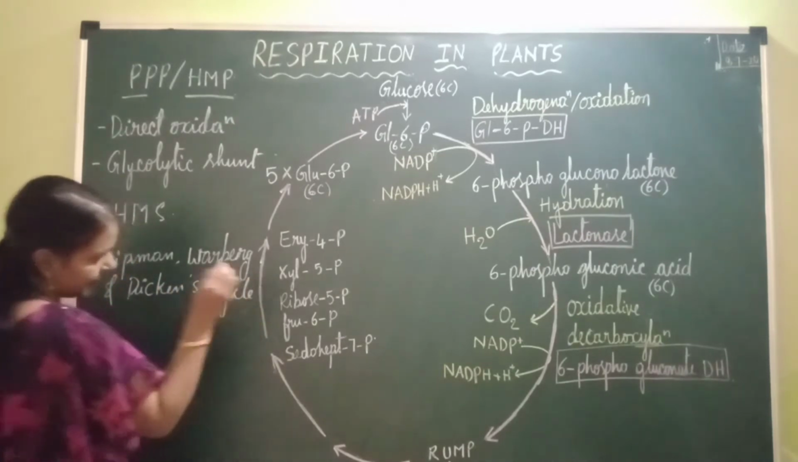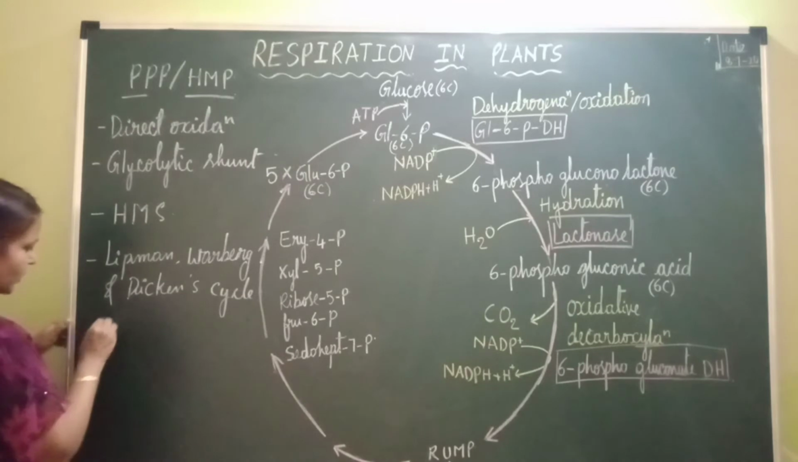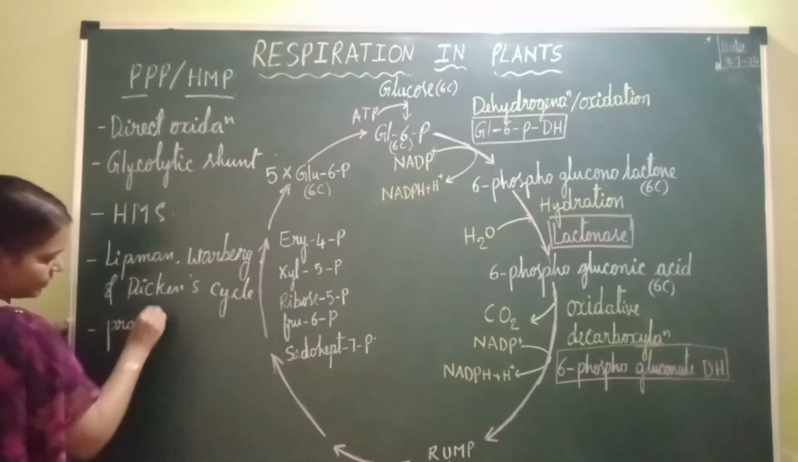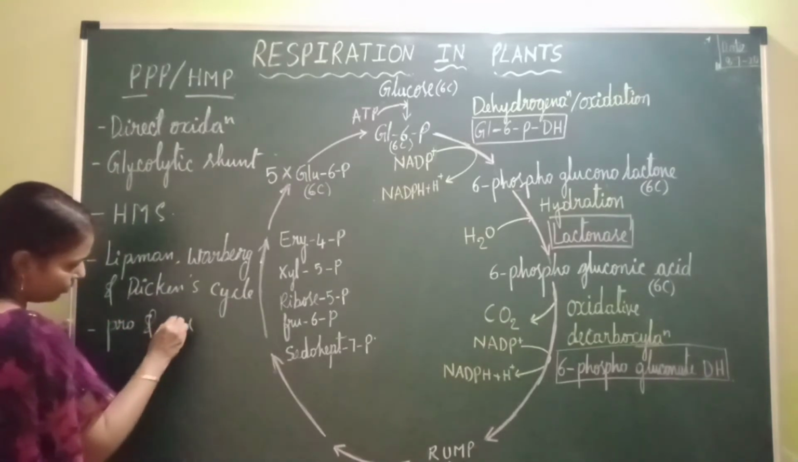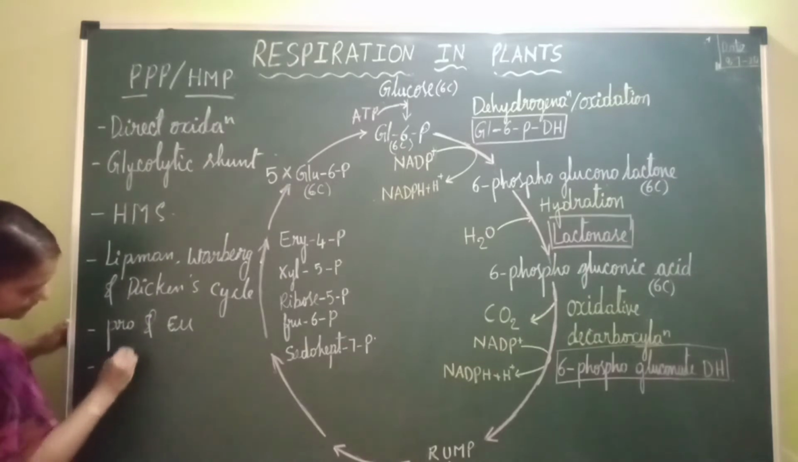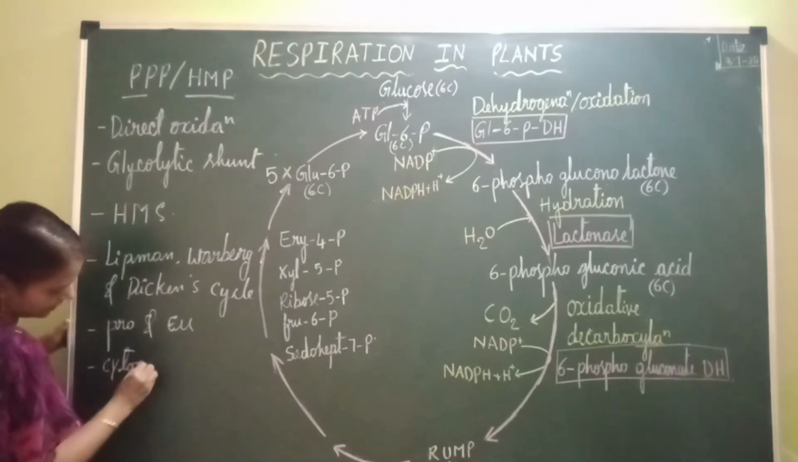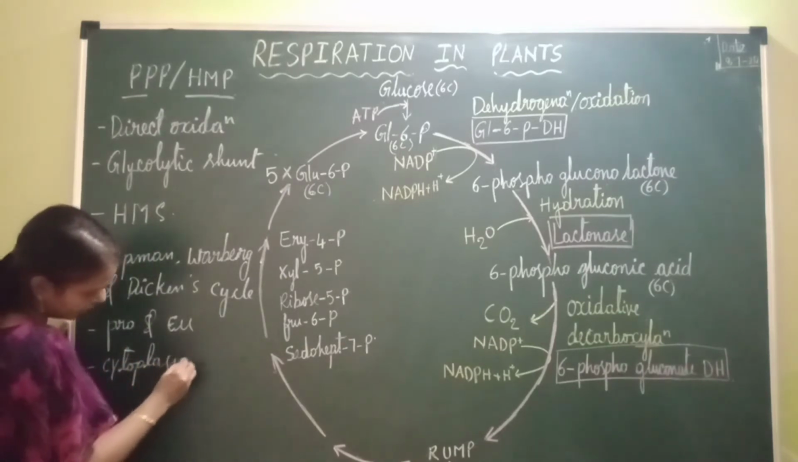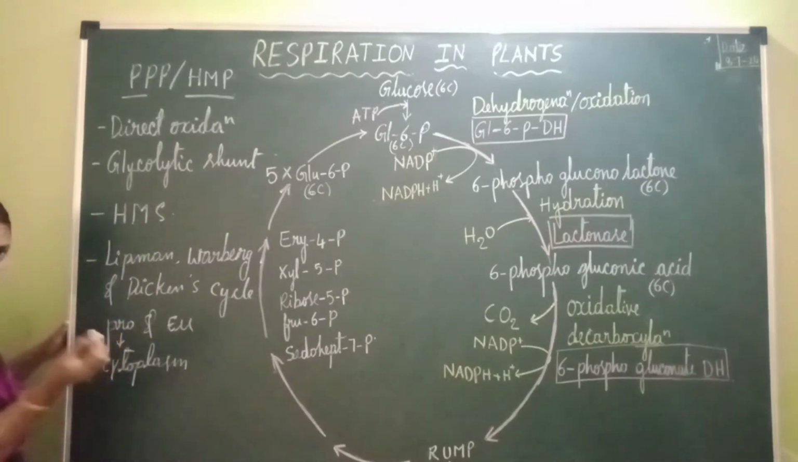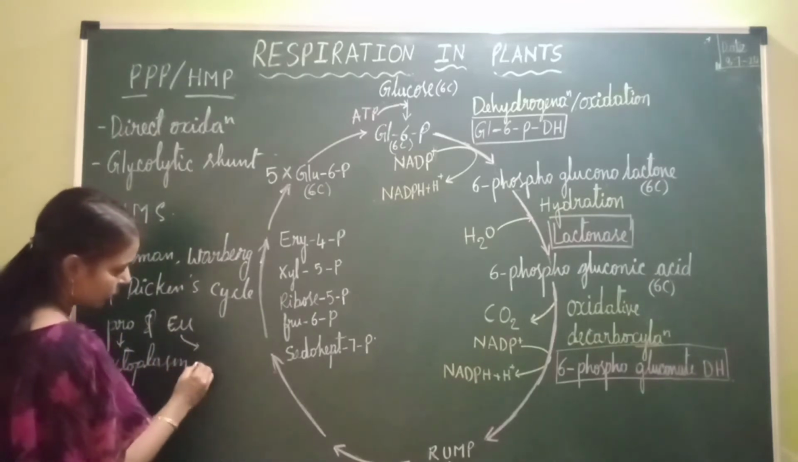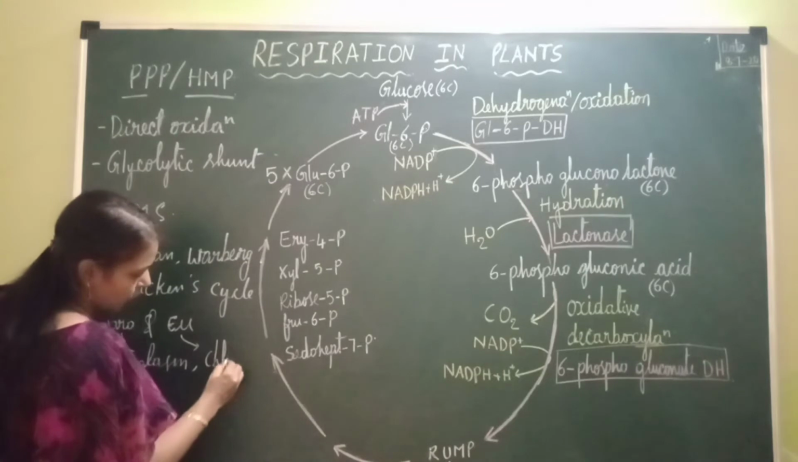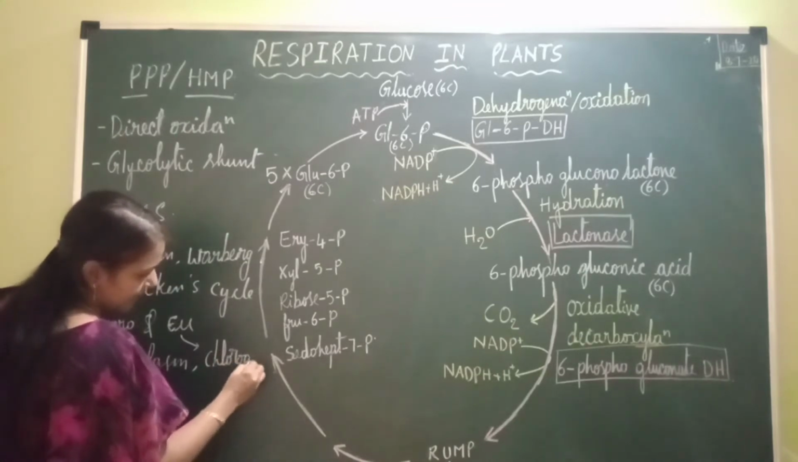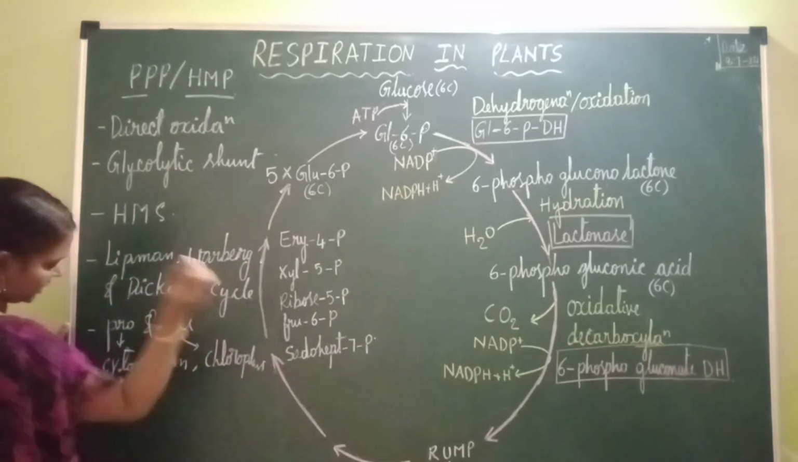This pathway occurs in both prokaryotes and eukaryotes, and it occurs in both the cytoplasm and chloroplast. It occurs inside the cytoplasm of prokaryotes. In case of eukaryotes, it occurs inside the chloroplast, that too in the presence of oxygen.